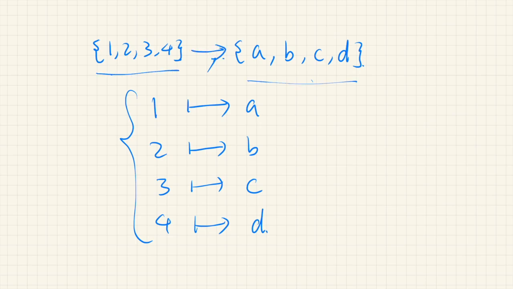So if there are the same number of elements in two sets, we can always define a bijection. By the way, this is not the only bijection we can define, and there are many other bijections possible. For example, 2 can map to A and 1 can map to B, and there are many other possibilities. So in this way, the existence of a bijection implies the same number of elements in the two sets, the domain and the codomain.